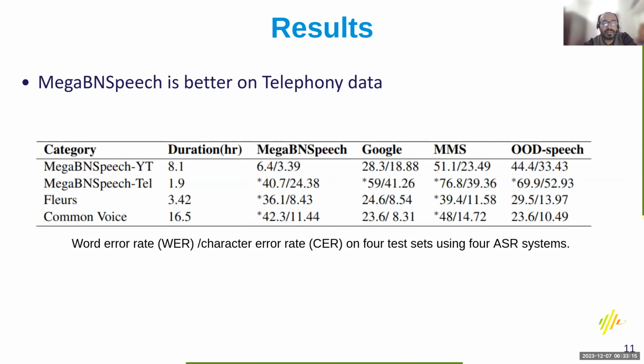If we further fine-tune the baseline model that we prepared for telephony data, maybe the word error rate will be minimized even more. And also for the YouTube test set, our model is better. And for Fleurs and Common Voice, we found that Google is better than the others, as it had the minimum word error rate among those. But our model is also competitive with the MMS model.